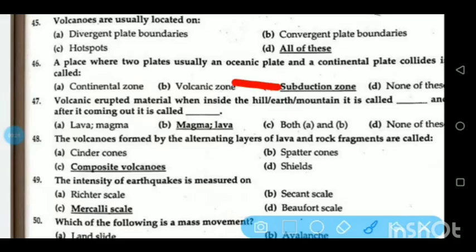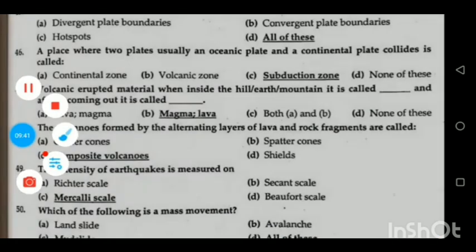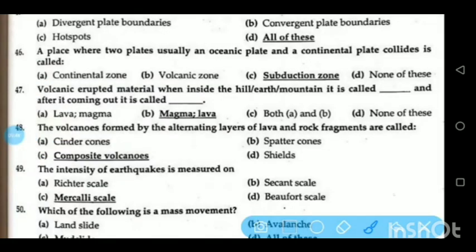Volcanic erupted material, when inside the earth or mountain, is called magma, and after it comes out, it is called lava. The volcanoes formed by the alternating layers of lava and rock fragments are called composite volcanoes.